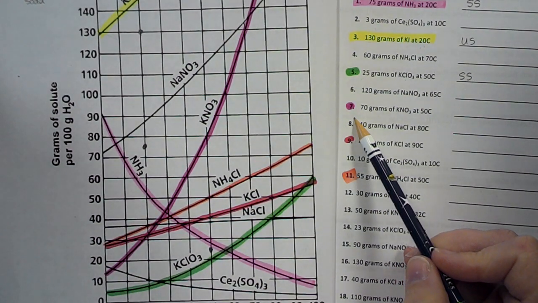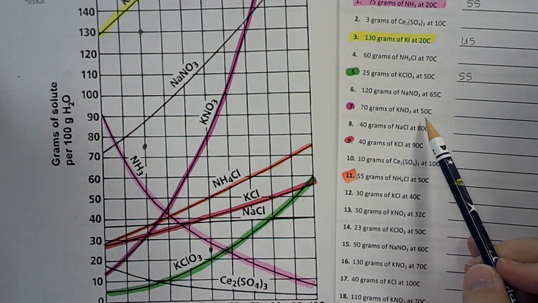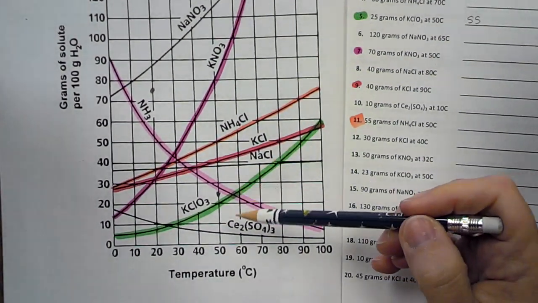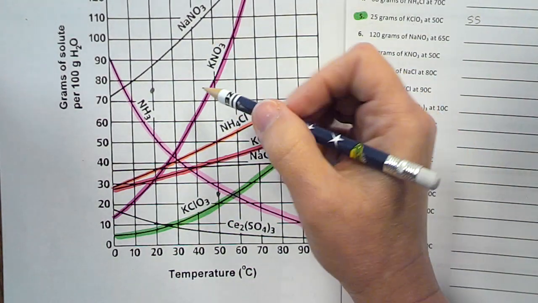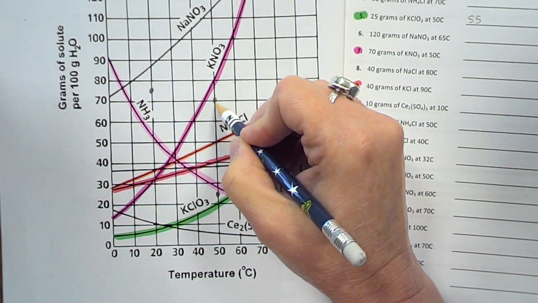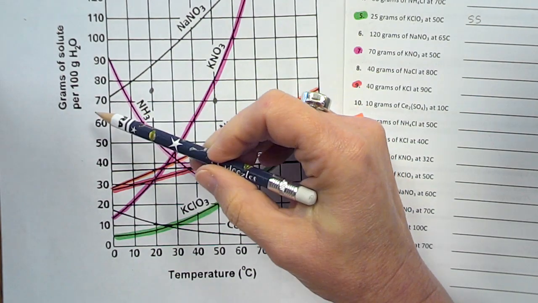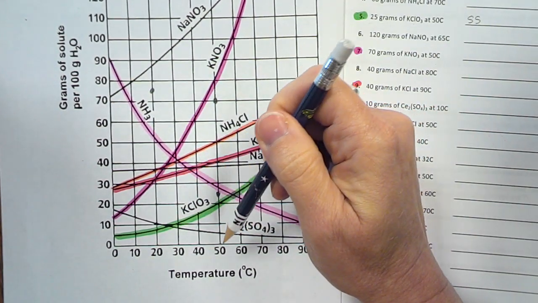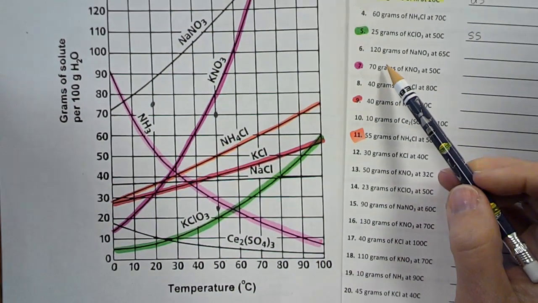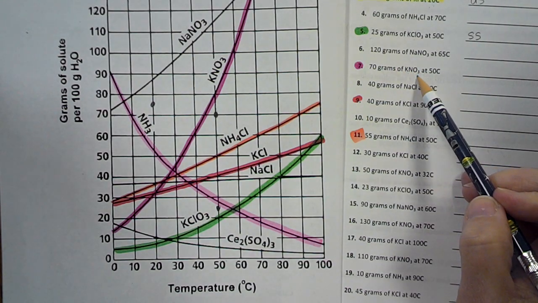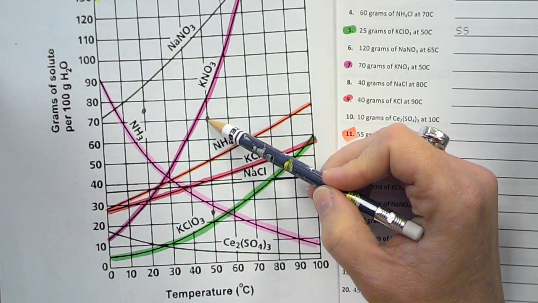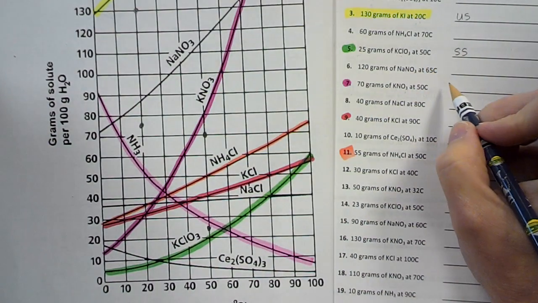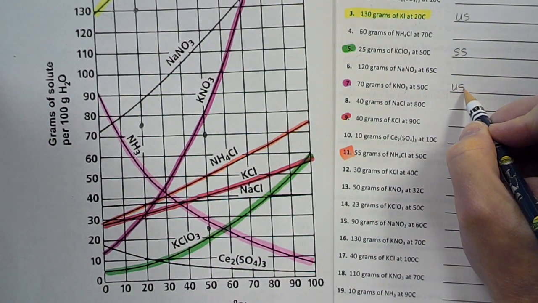70 grams of potassium nitrate at 50 C. So 50 C and 70 grams, looks like it's right here. 70 grams and 50 C. Now I want to look at potassium nitrate. So here's my potassium nitrate curve, and this point is below the curve, so you're unsaturated.